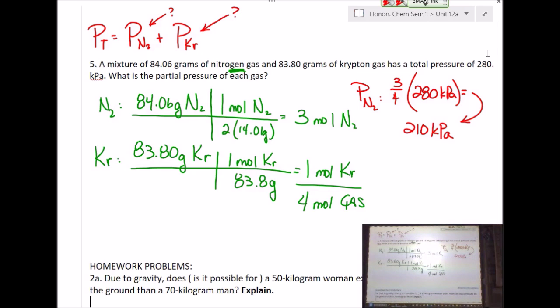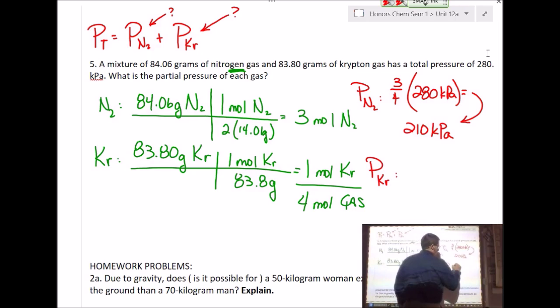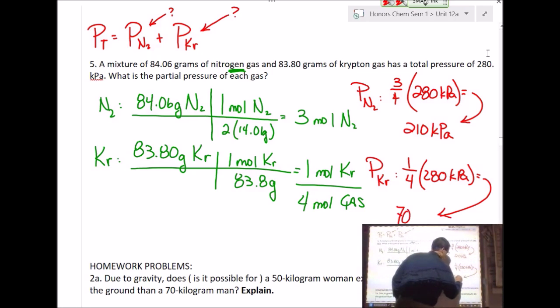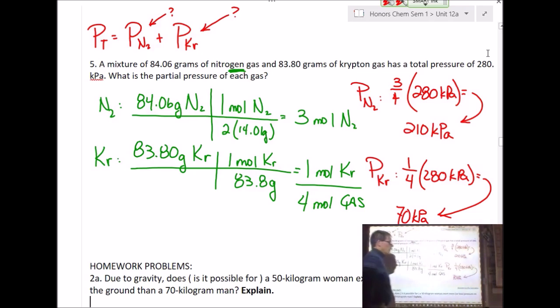Now there's 2 ways that you could find the krypton, but I'm going to do it the same way just to be consistent here. So finding the krypton, how many moles do we have? 1, good. And we have 4 total moles of gas. So here's our partial pressure due to that, and that should equal 70 kilopascals. And as we stated earlier, do we have 3 times as much pressure-wise nitrogen as krypton? Yeah.